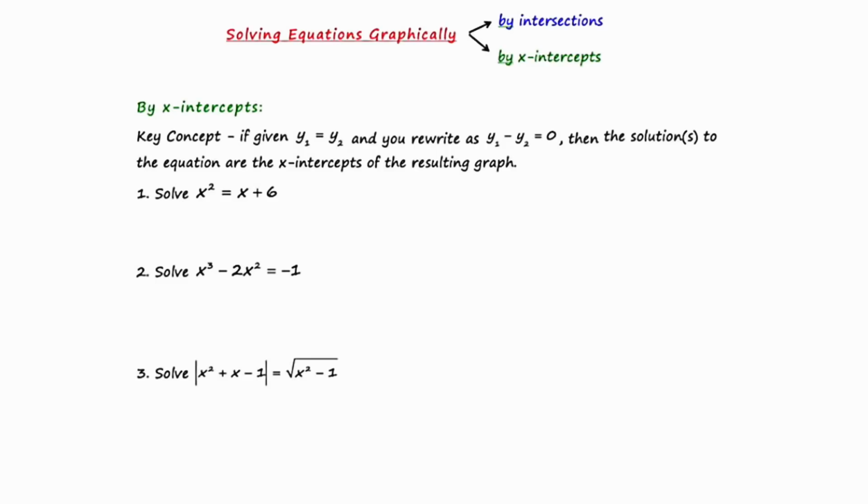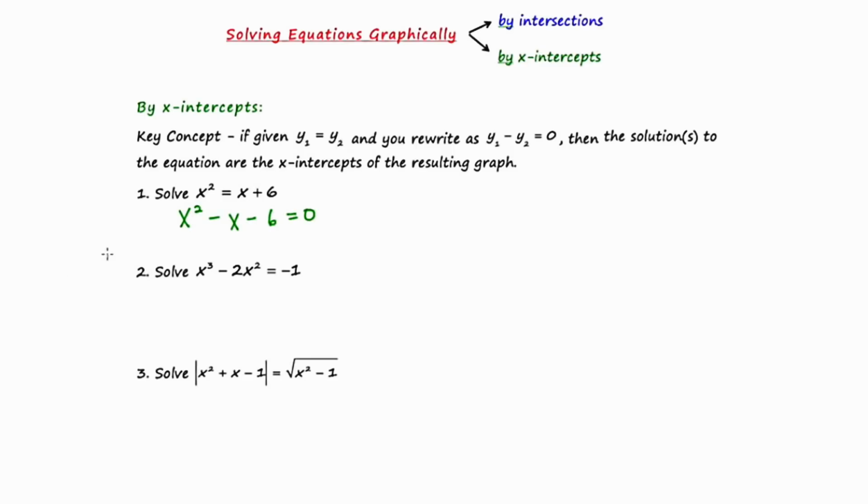So looking at example 1, it says solve x squared equals x plus 6. What I'm going to do is take all the elements from the right and subtract them so that everything is on the left side, and that means we have 0 on the right side. So we're going to end up getting x squared minus x minus 6 equals 0.